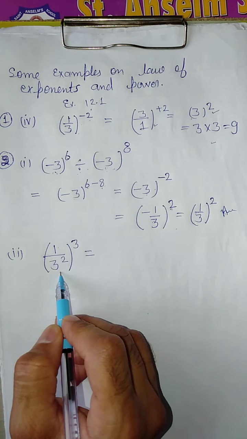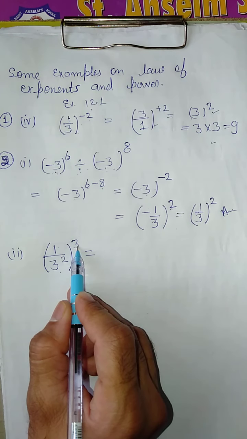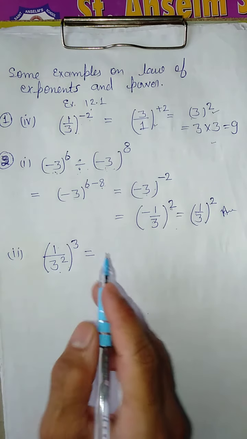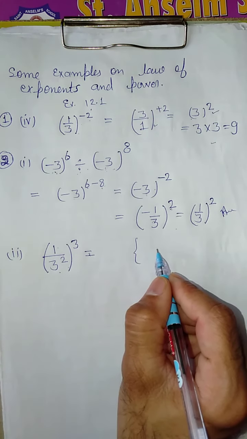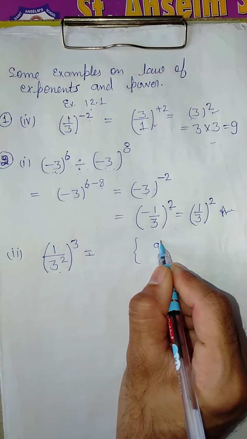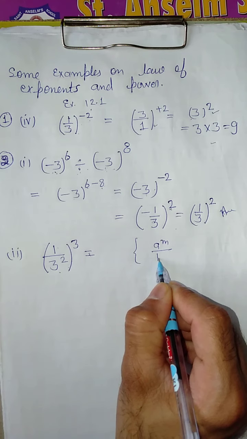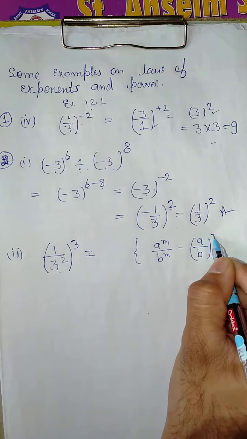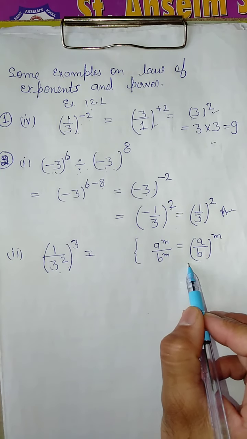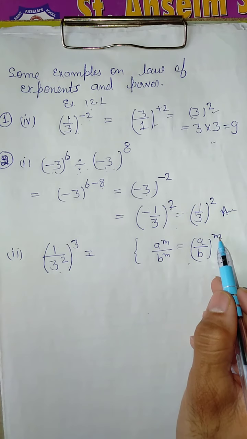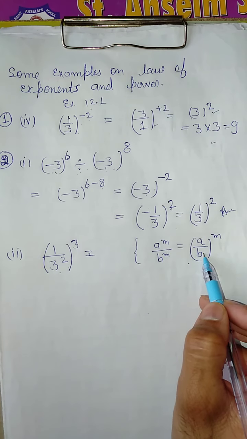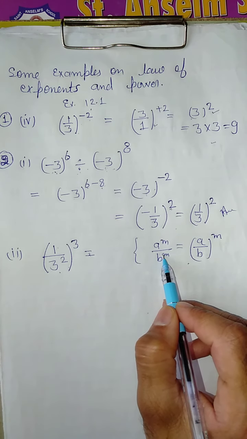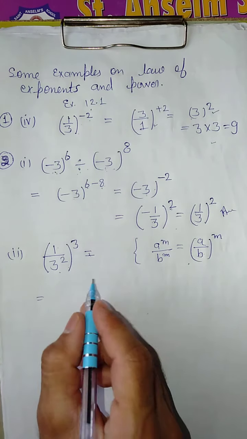Now see, 1 upon 3 power 2 whole power 3. What to do here? We can apply this power separately here according to law of exponent. See, I'm here writing the law of exponent. a power m, b power m is equal to a upon b power m. Can we write like this? Means this can be on a and b separately, and if it is in this form we can change it to this form. If it is in this form we can change it back. Okay, now see how to write this.